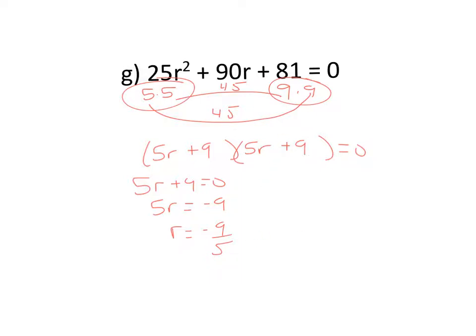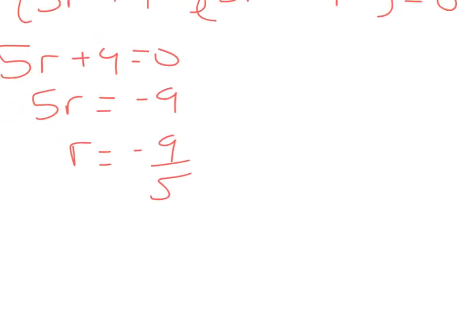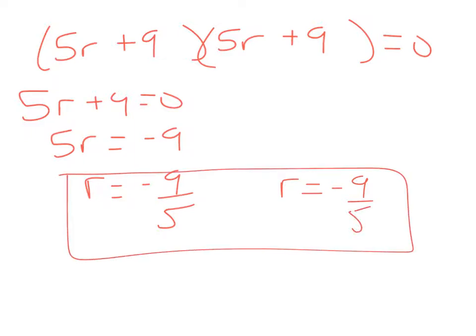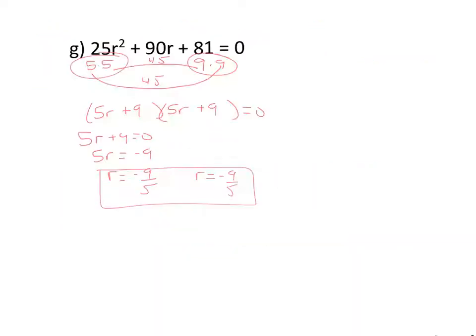So in this case, I do have 2 answers. It's just that they end up being the same thing. So I have r equals negative 9/5 and r equals negative 9/5. Now in this case, guys, you can just write one of them down. You don't need to take the time to write both of them down, but I'm fine if you do. Because again, we have 2 answers. It just happens to be the same number in this case.